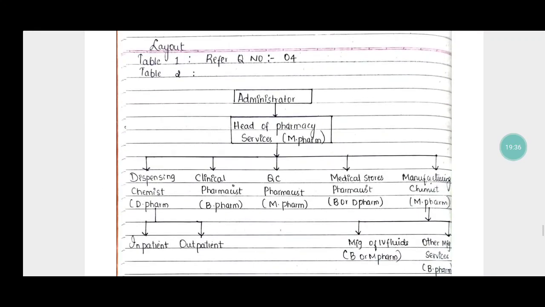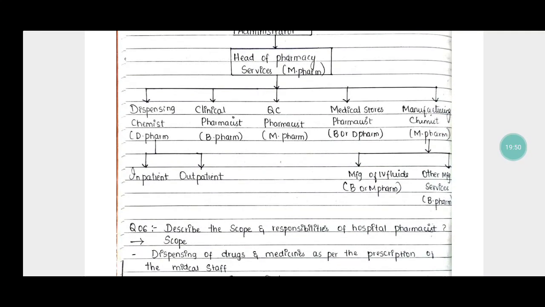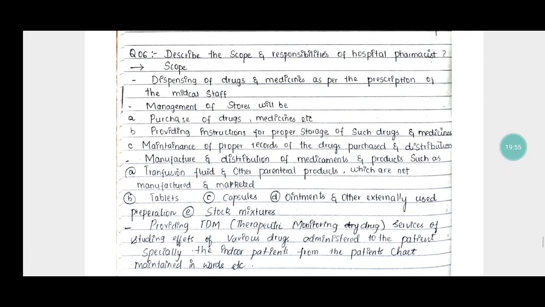For the layout of the pharmacy, refer to question number 4 for table number 1, the first and the second layout. This is the second layout for the hospital pharmacy.